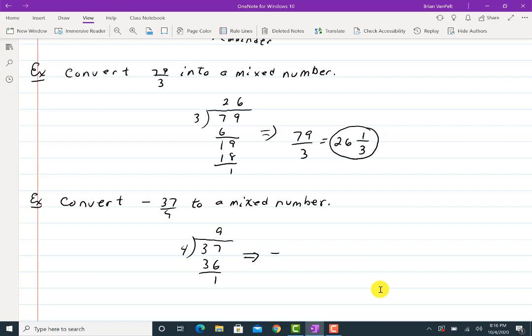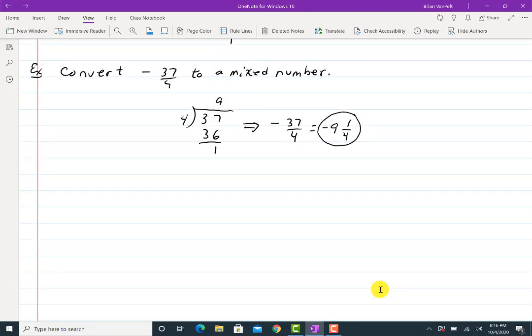So -37/4 equals 9 1/4, except don't forget the minus sign. So you don't have to worry about the negative until the very end of the problem. You just attach it at the end.